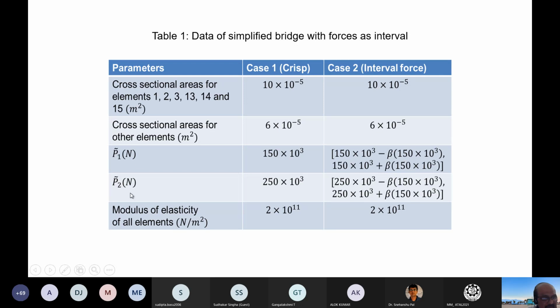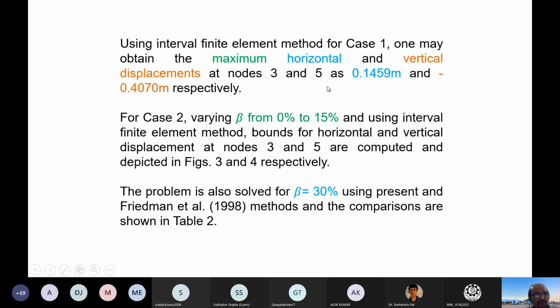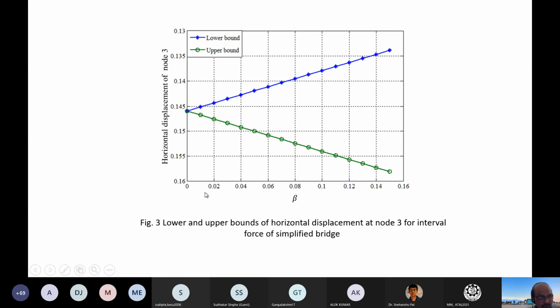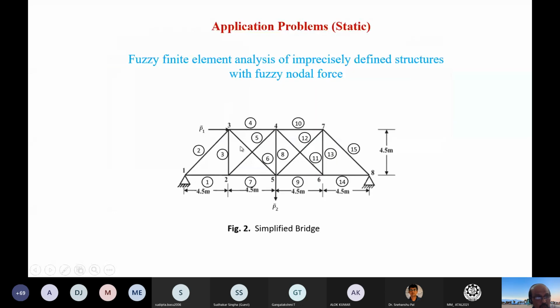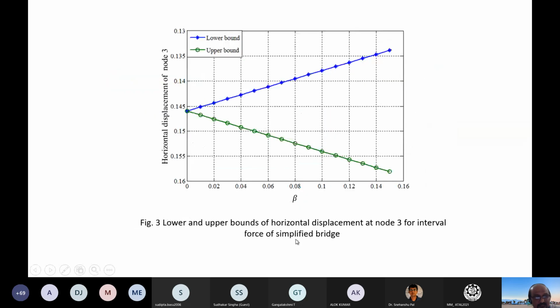Here the modulus of elasticity, etc., I have taken as crisp. So this is the data, and with this data we have solved. This is the equation. This is the plot: lower and upper bounds of horizontal displacement at node 3. What is node 3? Node 3 is where P1 tilde is applied, and remember, node 5 is where P2 tilde is applied. So this is for node 3, lower and upper bounds.